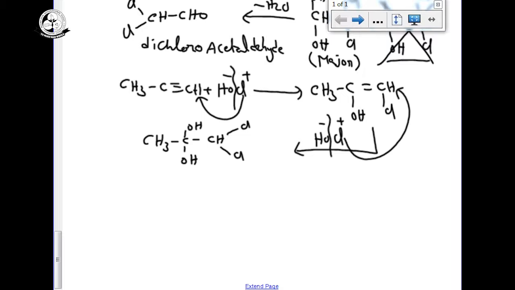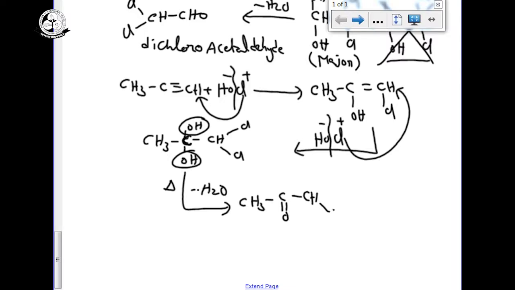In organic chemistry, if any one carbon itself contains more than one OH group, you can immediately lose the water. You can immediately remove the water, because such compounds with multiple hydroxy groups on one carbon are highly unstable. So CH3, C double bond O, CH, Cl and Cl. Its name is called dichloroacetone.